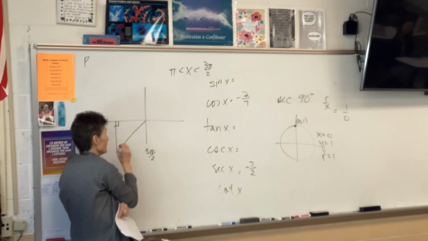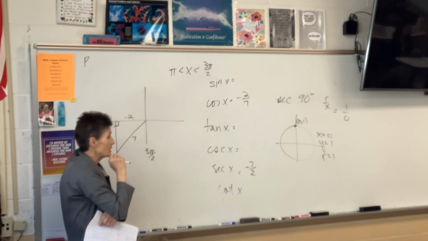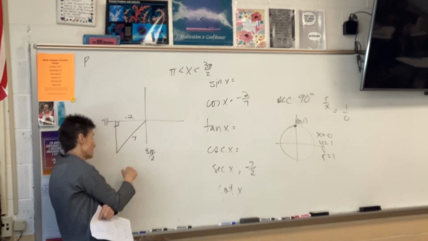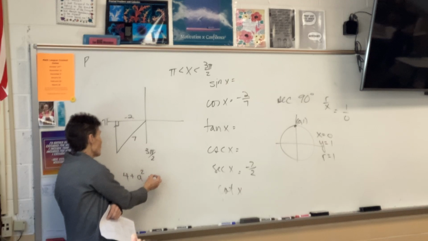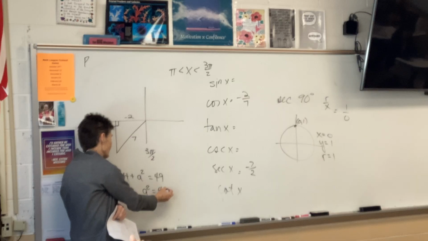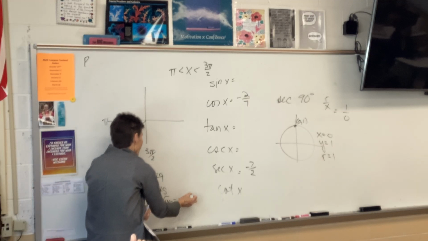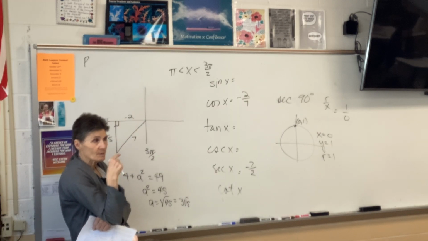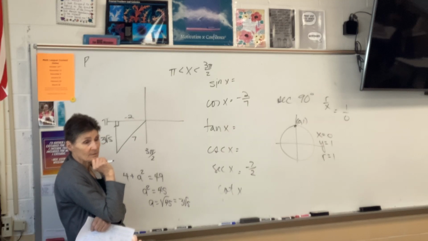And if I know cosine is adjacent over hypotenuse, or x over r, can I find opposite, or y? Yes, doing what? A squared plus b squared equals c squared, otherwise known as the Pythagorean theorem. So 4 plus a squared is 49. So I got the square root of 45, which is 3 root 5. Be careful. See where that 3 root 5 is? That's negative. Because of where it is. Does that make sense to you?